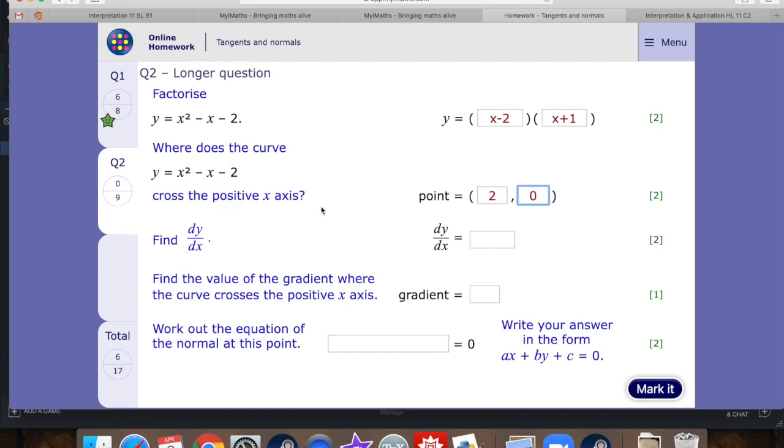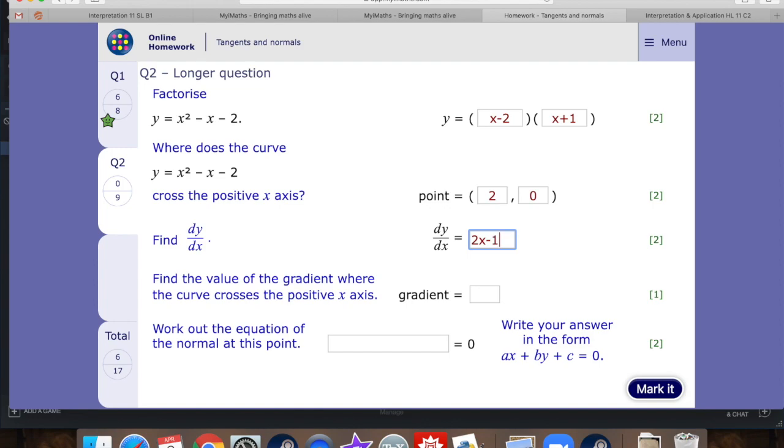Okay? Now, it says find dy/dx. Okay, so if I just come back up to here, I bring the 2 down, and that'll be 2x, and then this just turns into minus 1.